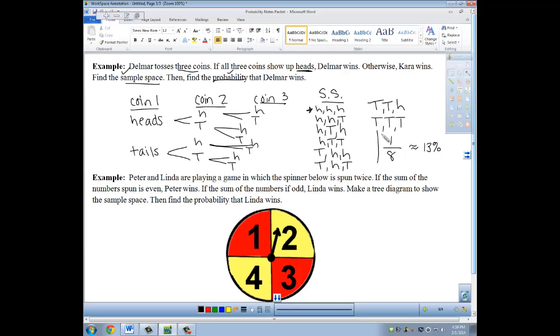Remember, with probability, we can just write it as a fraction. Sometimes they'll want a percent though. So that's 1 divided by 8. So you put the options that you want on top, then your number of total options on the bottom. That's what we covered with our first section.